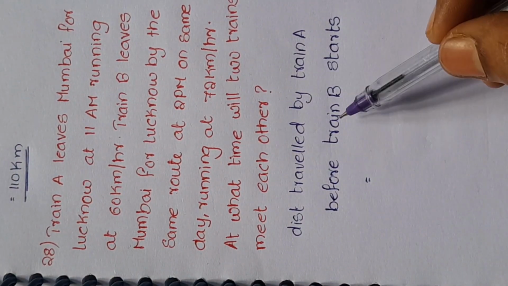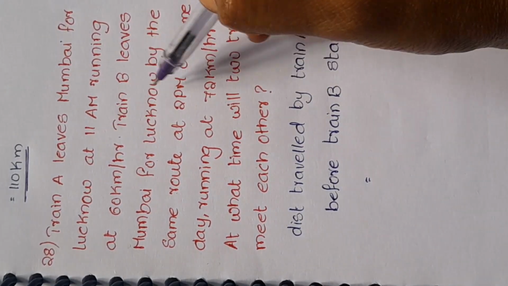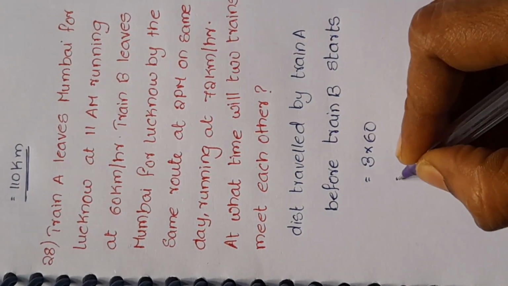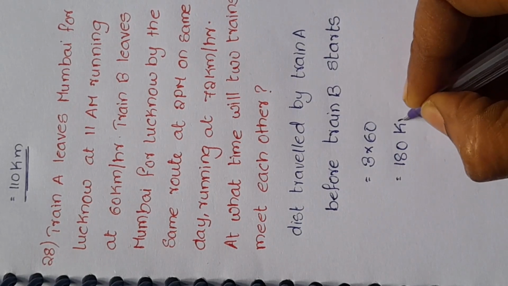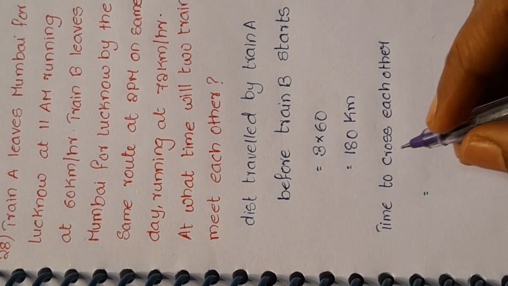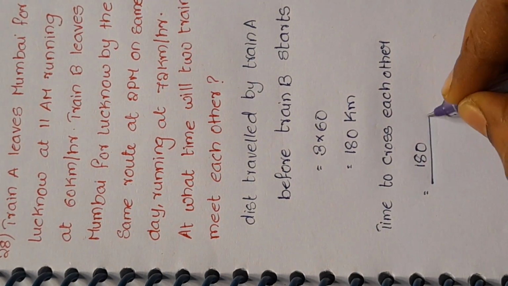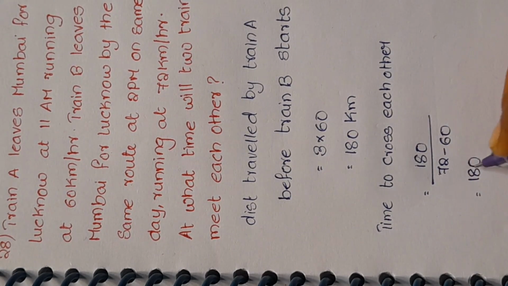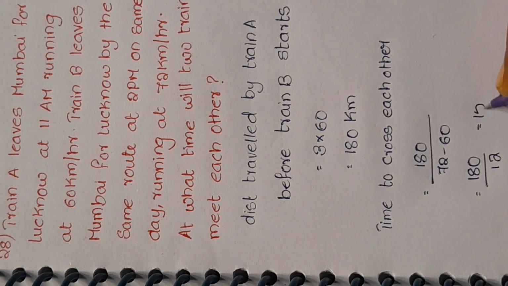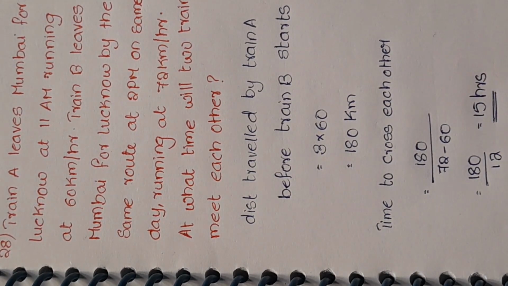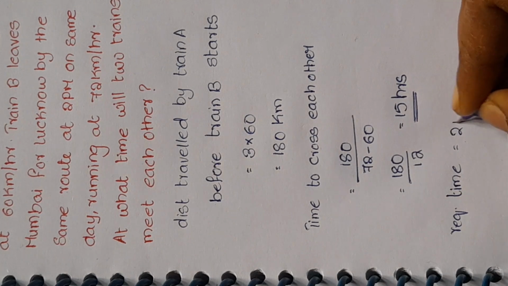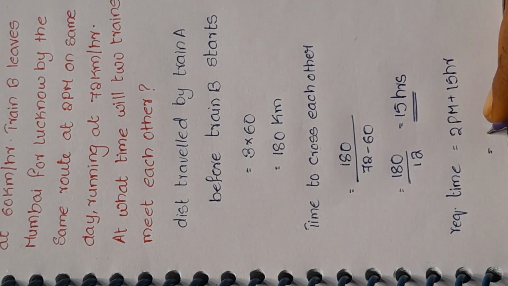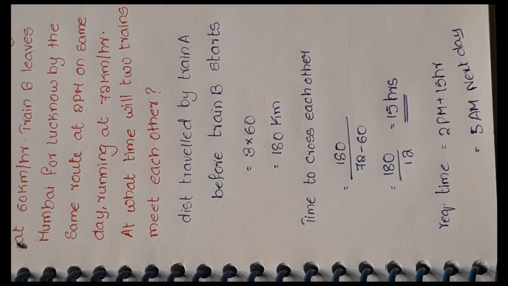Distance travelled by train A before train B starts: there is a difference of 3 hours. So 3 hours into the speed, 60 kilometers per hour, so it covers a distance of 180 kilometers before B starts. Time to cross each other is the distance travelled, 180, by the relative speed, 72 minus 60. We get 180 by 12. This is 15 hours. Now the required time is 2 pm plus 15 hours. So both the trains meet each other at 5 am next day.